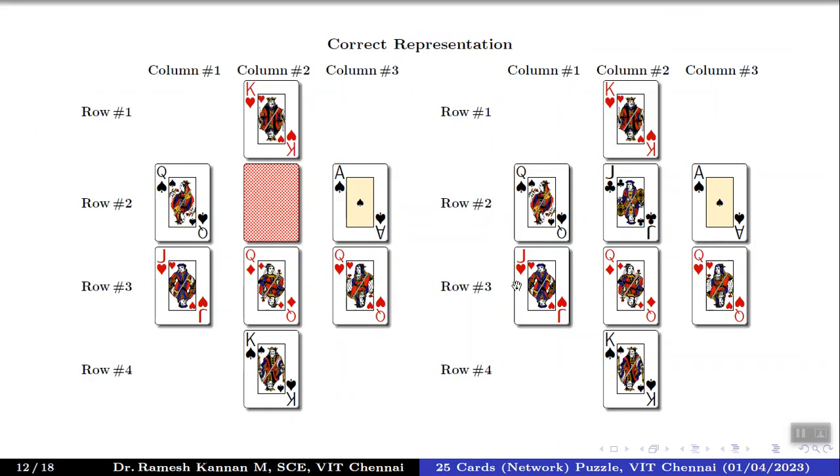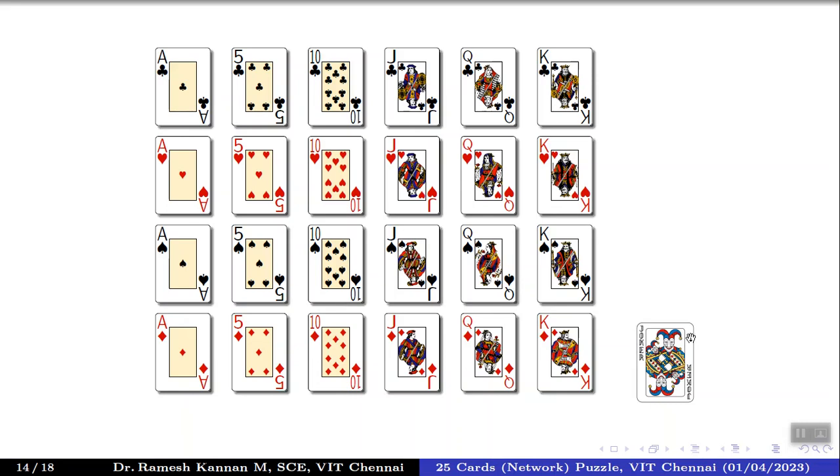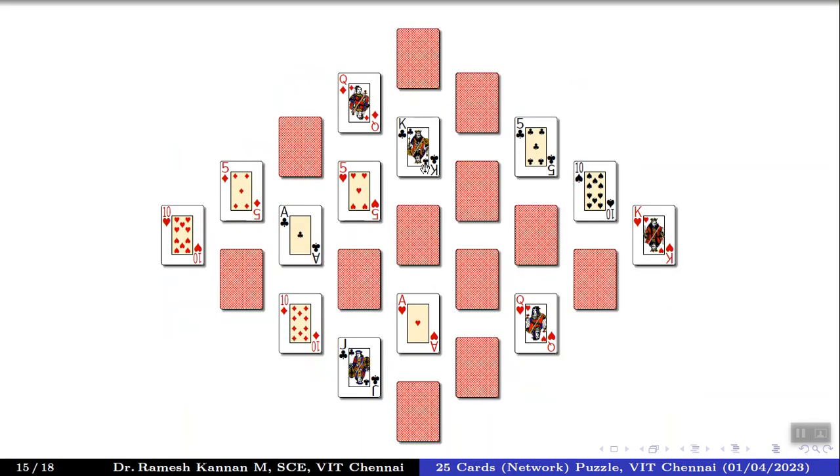For this simplification example, we have used only one joker. So one joker plus 24 cards, like 6 cards per suit, 6 times 4, so 24 plus 1 is 25. So that will be placed in this 25 grid, right? So the solution we'll be discussing on Monday.